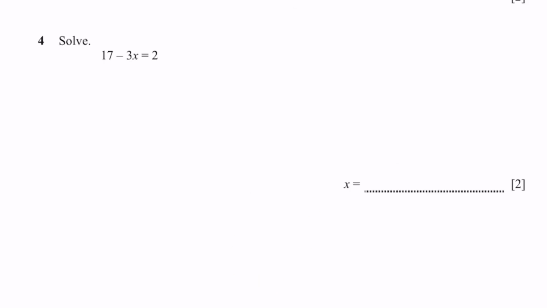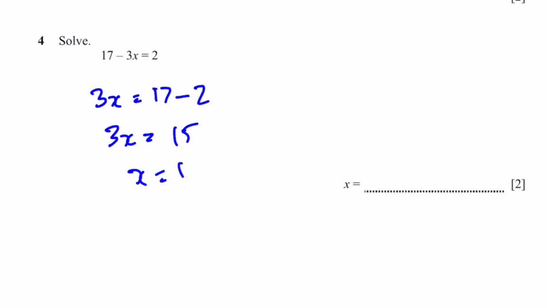Question 4. Solve 17 minus 3x equals 2. That means 3x equals 17 minus 2. 3x is equal to 15. x equals 15 by 3, which is equal to 5. So that's the answer.